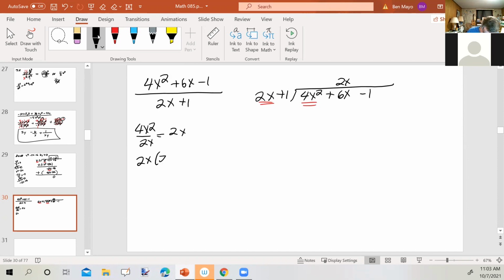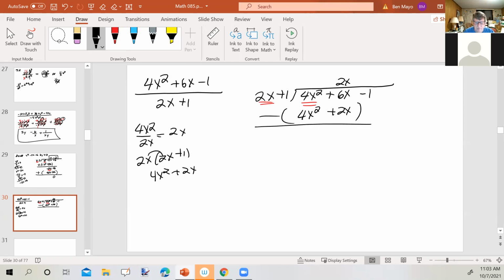We take the 2x times the divisor. We get 4x squared plus 2x. We're going to subtract that quantity from what's up above. We'll change it to addition of the opposite. 4x squared plus negative 4x squared is 0. 6x plus negative 2x is 4x. Bring down the next term, minus 1.